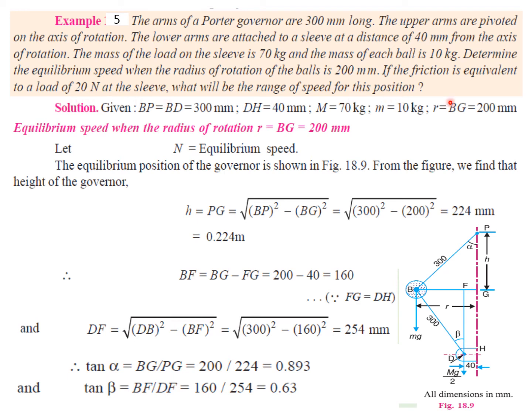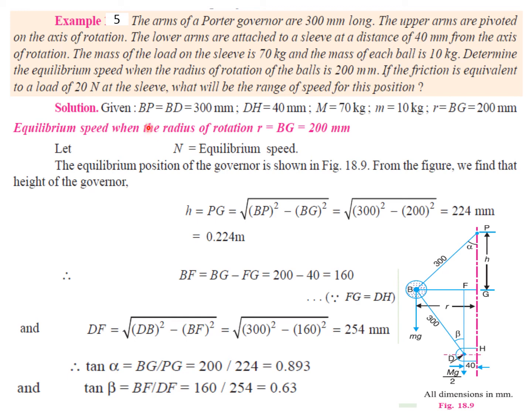speed for this position? So the first important thing here is that there is nothing called minimum speed and maximum speed. There is only one speed, called the equilibrium speed. So here there is nothing called N1 and N2. You will get only the value of N without considering friction. After considering friction, you will get the values of N1 and N2. So he has told in two cases. The first case we will solve without friction.